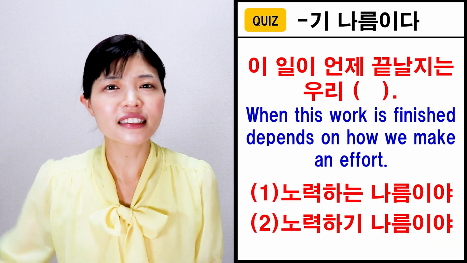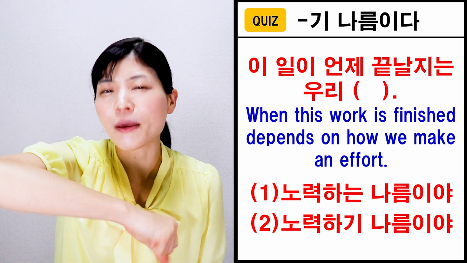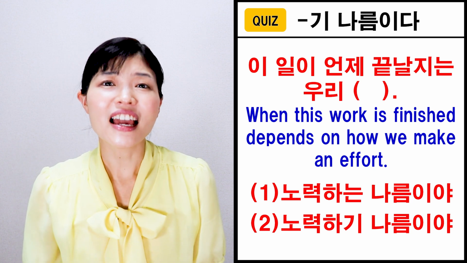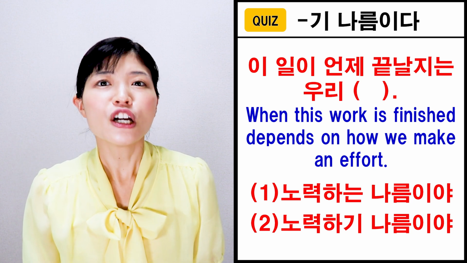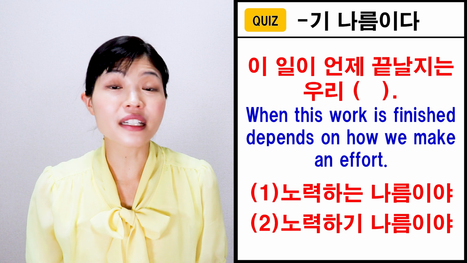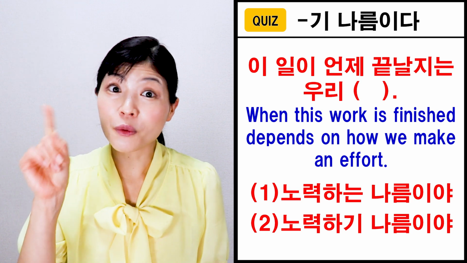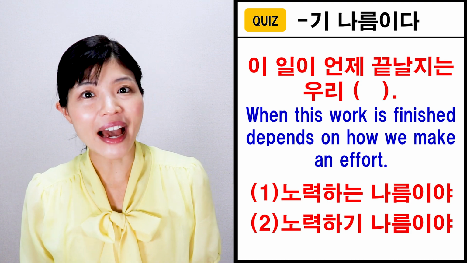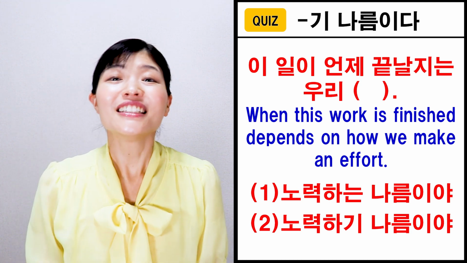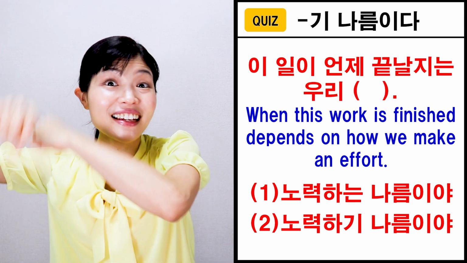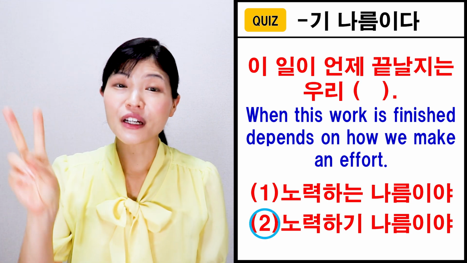Quizzes! Then let's deepen our understanding with some quizzes. Which one is the correct answer? 이 일이 언제 끝날지는 우리 when this work is finished depends on how we make an effort. Number 1, 노력하는 나름이야. Number 2, 노력하기 나름이야. The correct answer is number 2.